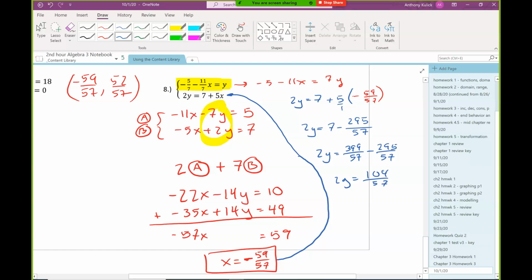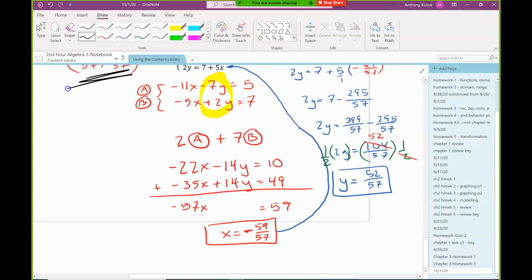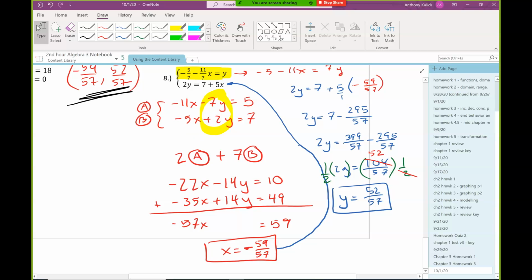And then I just need to divide both sides by 2y. But because I have a fraction here, rather than thinking about it as dividing by 2y, I'm going to think about multiplying by the reciprocal. So multiplying by 1/2. That just makes life a little bit easier. So I notice the 2 goes into the 104, leaving me with 52 over 57. So our final answer then, again, is negative 59 over 57, comma 52 over 57.